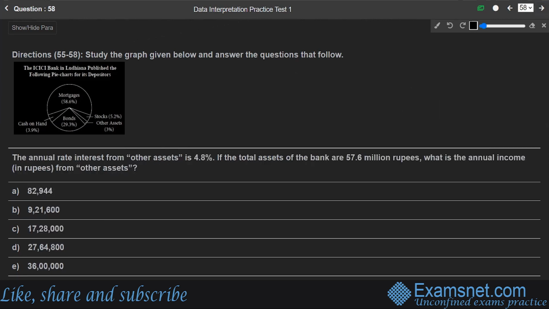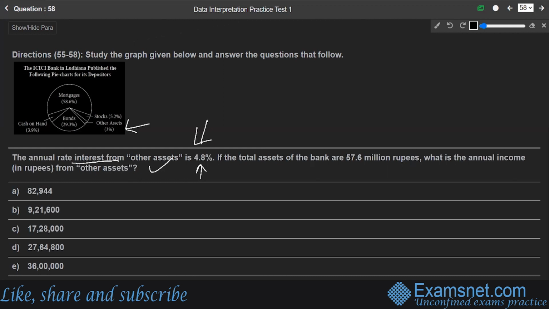Now, the same pie chart has been repeated for the next question. They are asking: the annual rate of interest from other assets is 4.8%. The interest rate for the other asset has been given. In the pie chart, only the distribution of the deposits has been given, but the interest rate has been defined in this question. The annual rate of interest on other assets is 4.8%.